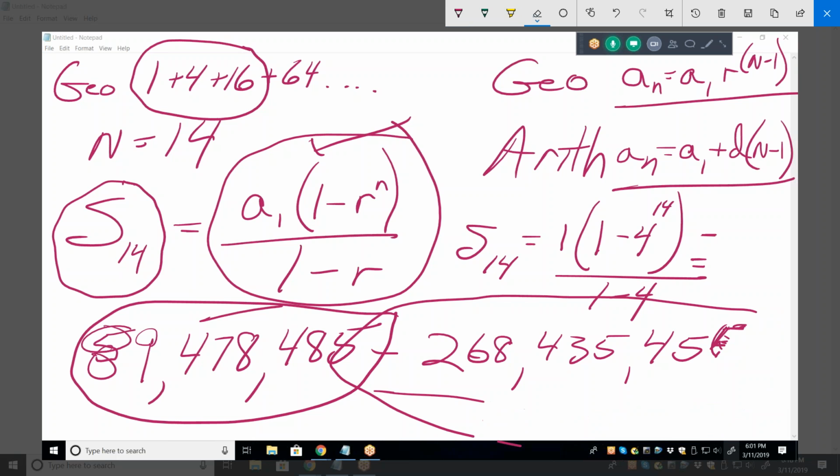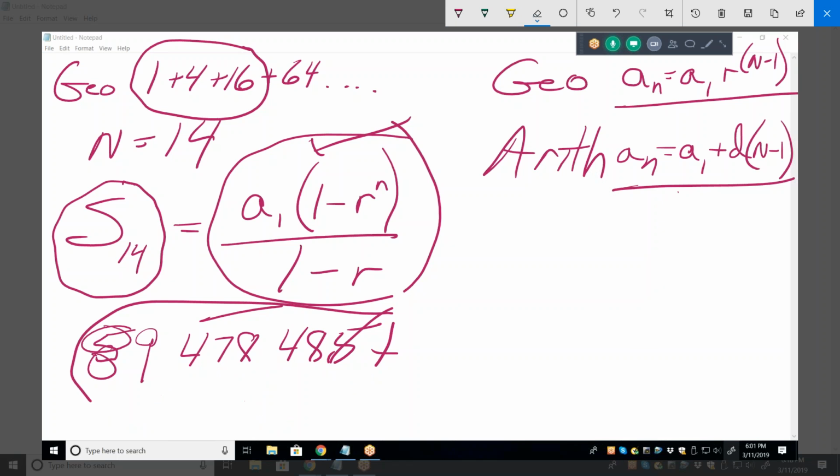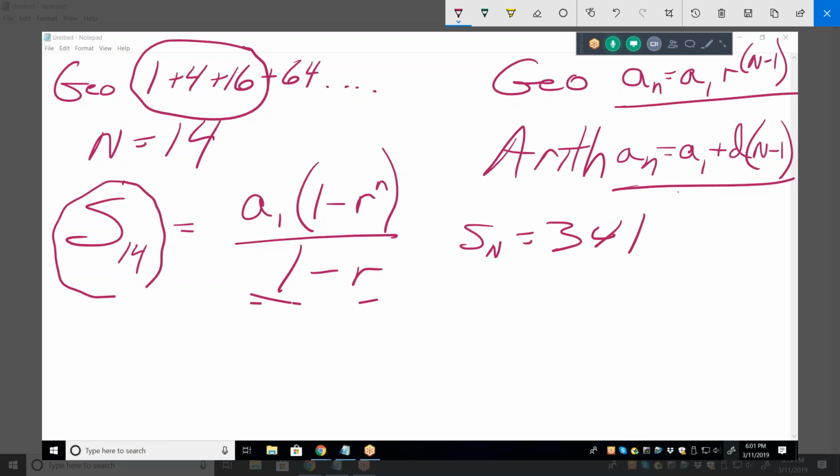Hold on, let me make some room here. What else? Here, I don't need this one up there anymore. I'll leave this one up there just in case you have another sum problem. Yeah, so the second part is finding n for the given sum. Okay. And it gives us S sub n equals 341. For this same geometric sequence? Yeah. Okay. So here's what I got.